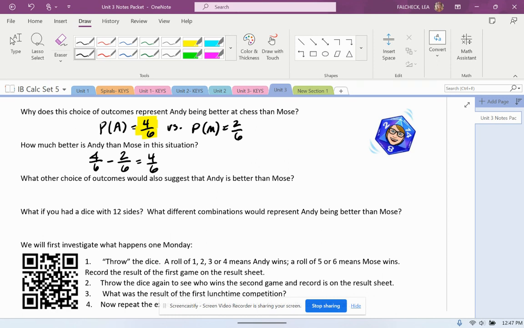What other choice of outcomes would also suggest that Andy is better than Mose? So let's say you're setting up your simulation, right? You could let maybe sides 1, 2, 3, 4, and 5 represent that Andy wins the game, and only side 6 represents that Mose wins the game. Whatever configuration you come up with, you would just have to show that Andy winning is more likely than Mose winning.